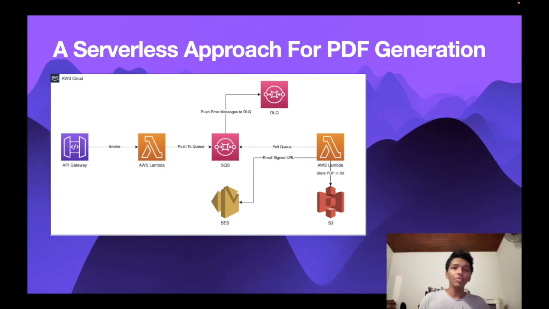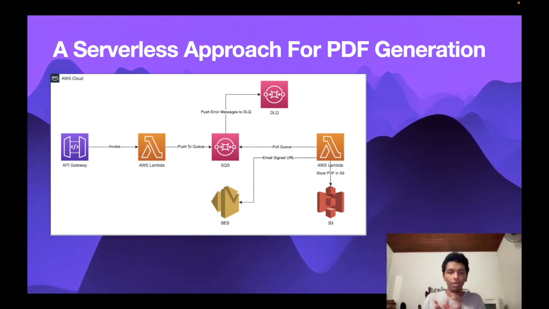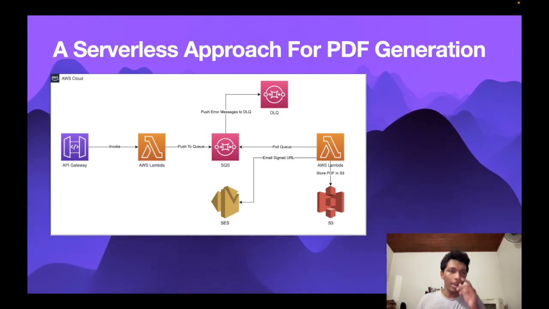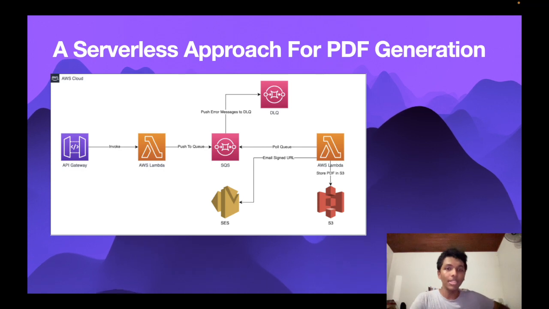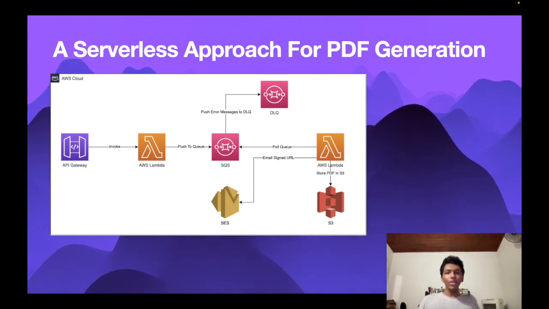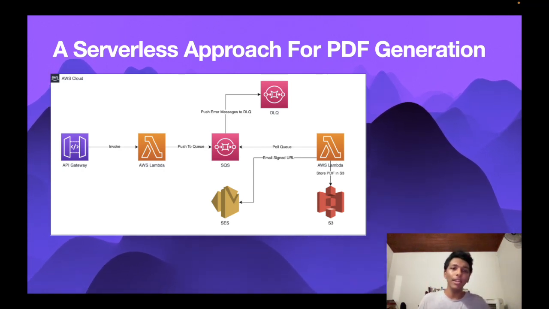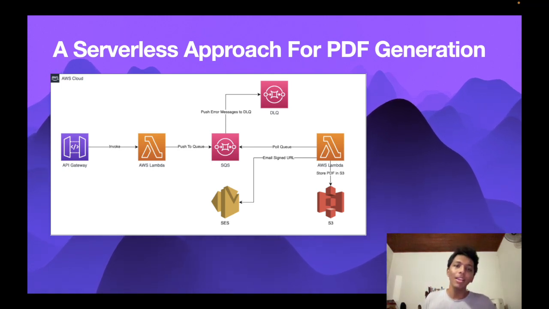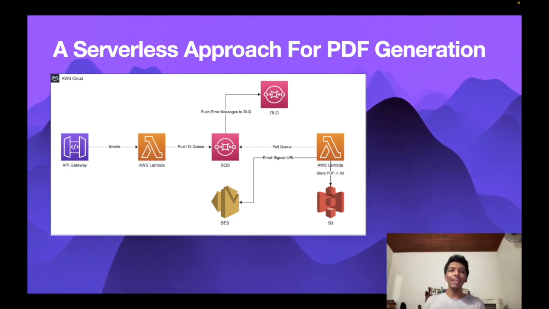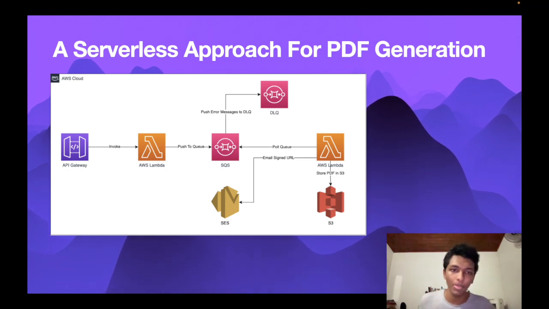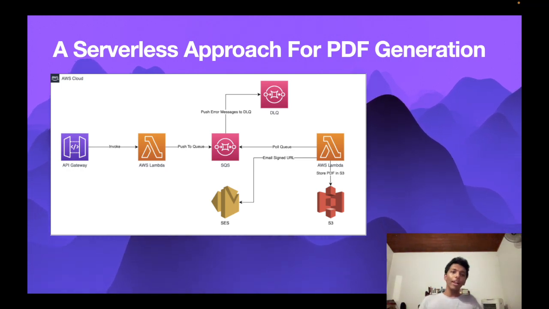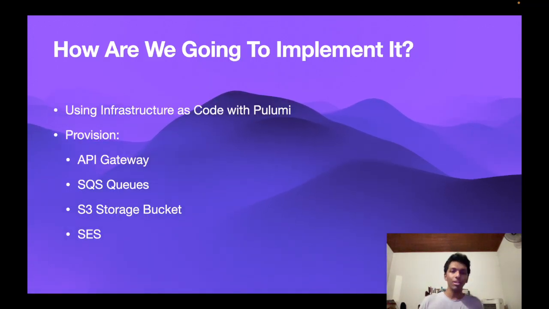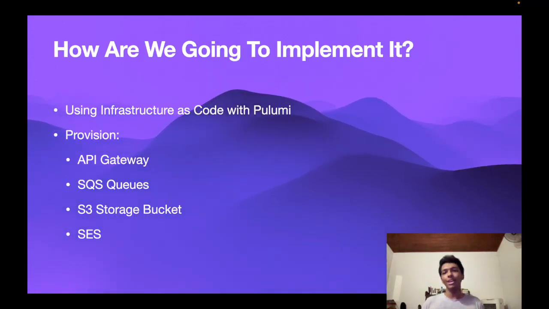You can also set up visibility timeouts to prevent multiple consumers from consuming the message while one consumer is already processing it. In that manner, you can allow these services to scale independently and allow your system to be more robust and more resilient, handling these demanding workloads as well. So that is the kind of architecture that we are going to implement today, using an infrastructure as code approach with Pulumi.